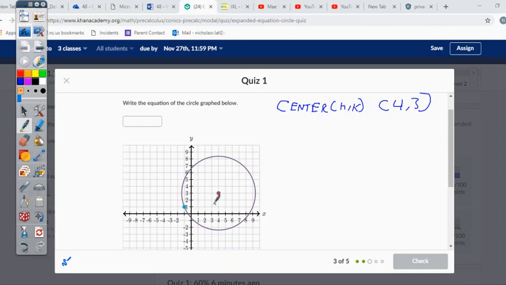We can plug into our standard equation of the circle. So now we have a center h, k, and we write the standard equation of the circle: x minus h squared plus y minus k squared is equal to r squared. And we'll have a point on the circle.